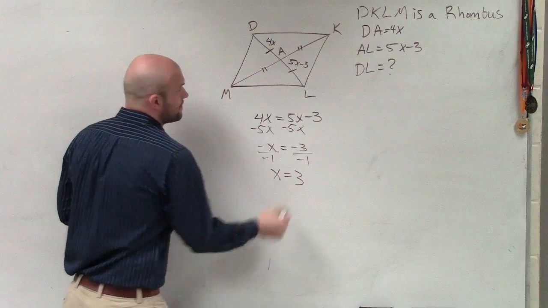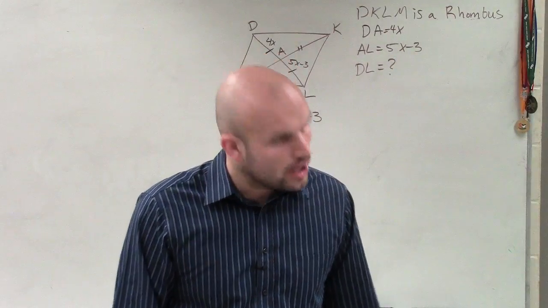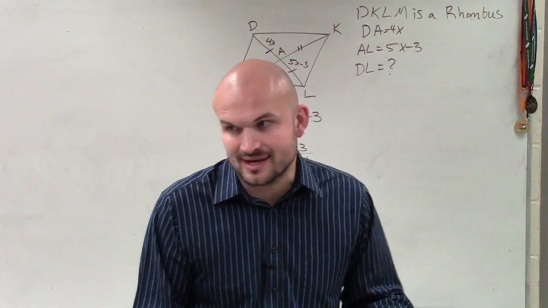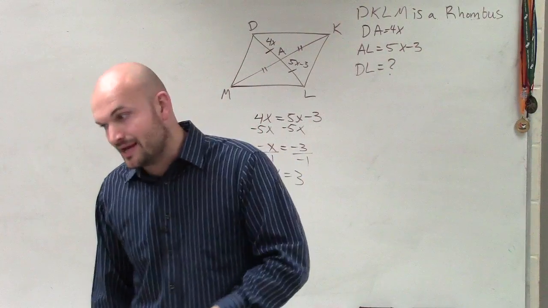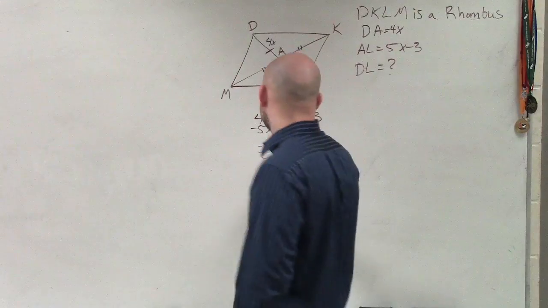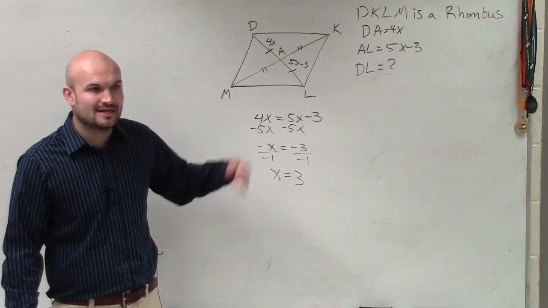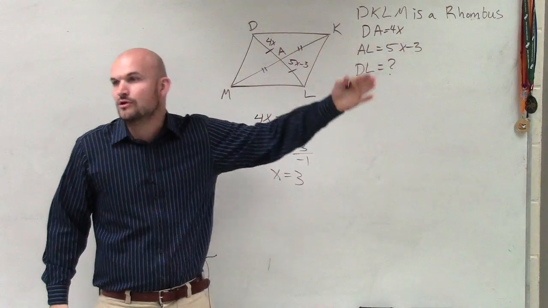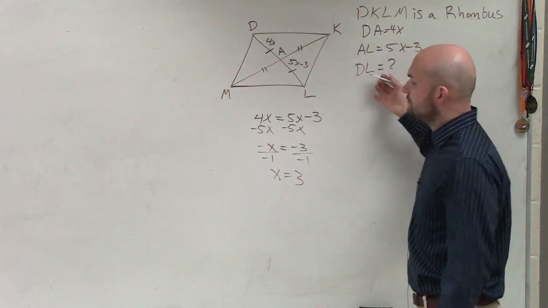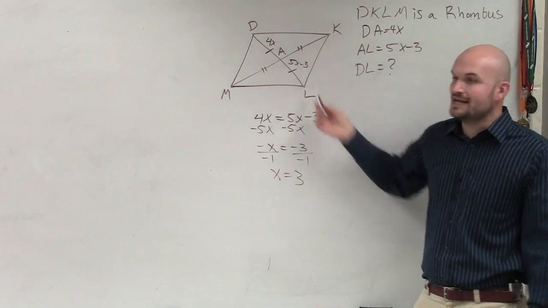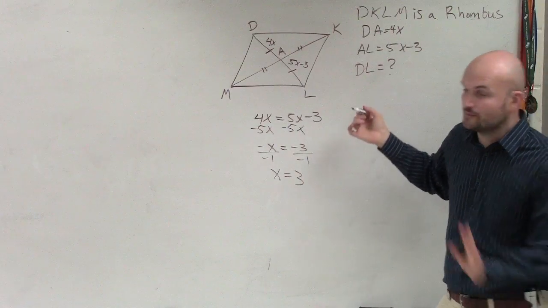X equals 3. But are they asking what x is? No. So be very careful with this, guys, because a lot of you I saw made your mistake on your last homework quiz. It's going to come up again on your tests. Do not, just because we're so used to solving for x or solving for your variable. But remember, in geometry, a lot of times we're trying to find the measurements of angles or the lengths of sides. So to find DL, well, first of all, I need to figure out what is the length of DA and AL. Now remember, those lengths are the same, so all I need to do is find one.